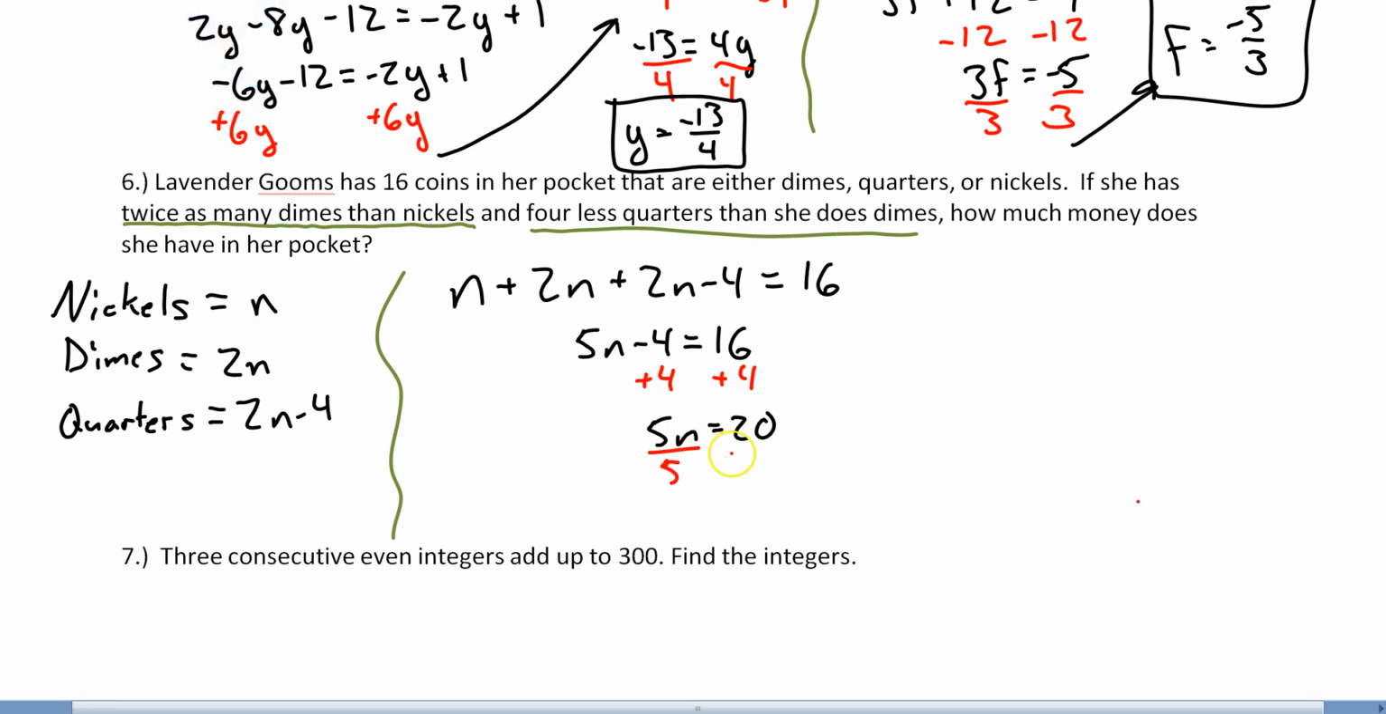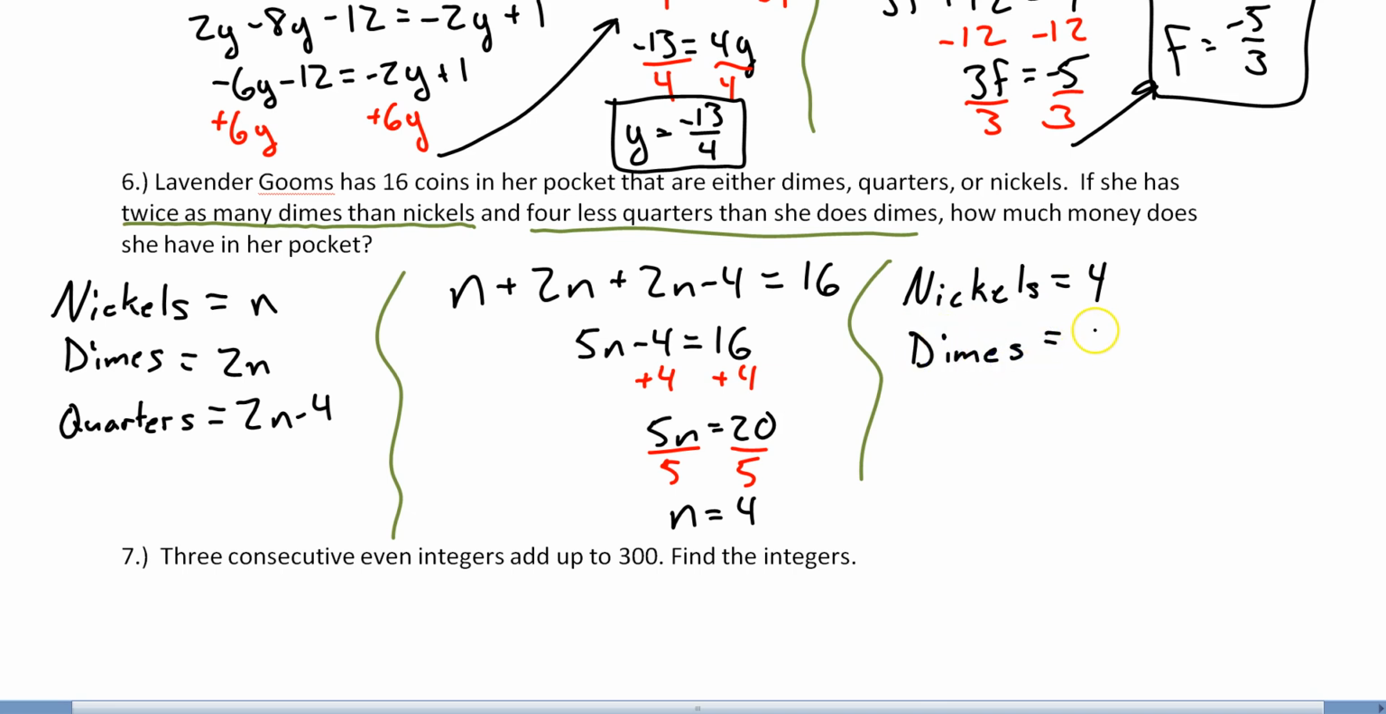All right. Now, having n here is great, but that still doesn't answer the question. Make sure we're answering the question here. N is 4. That means, when I think back to the beginning of this problem, I was talking about these different variables. Well, now I know that the number of nickels, going back to the beginning, is 4. The number of dimes is now 8 because it's 2 times that. And the number of quarters also happens to be 4 because it was 4 less than the number of dimes.